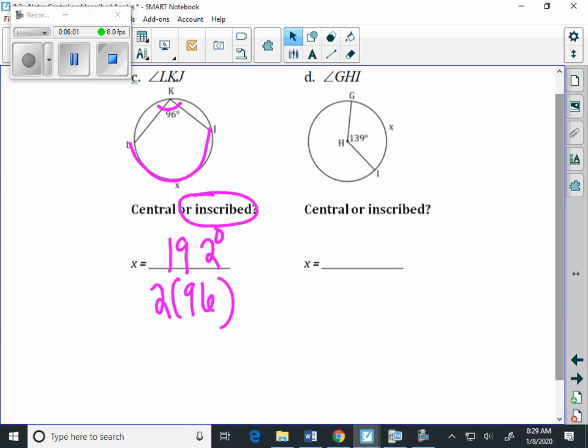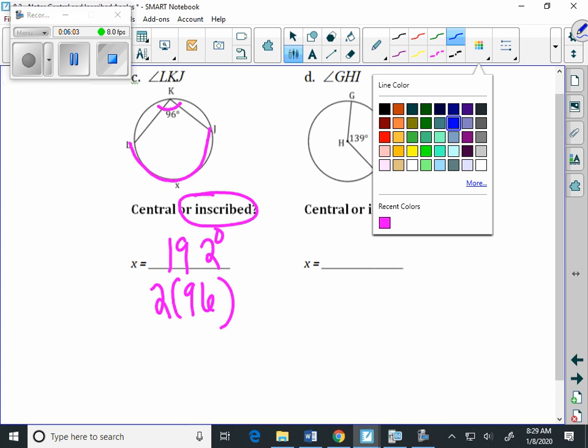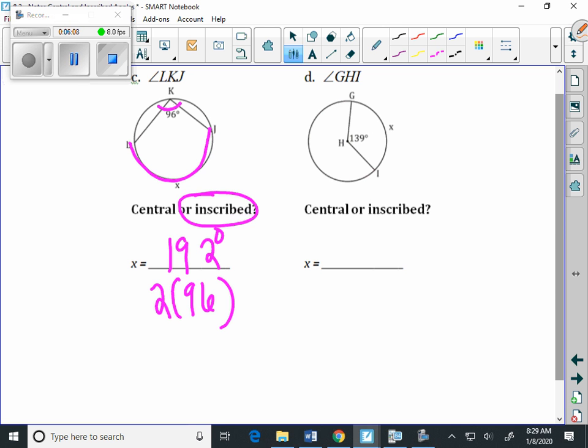And finally, on letter D in this example, we have an angle at the center of the circle, and because it's at the center of the circle, it is a central angle. Once again, the measure of the central angle is the same as the measure of the intercepted arc, which is arc GI, and it is going to have a value of 139 degrees.